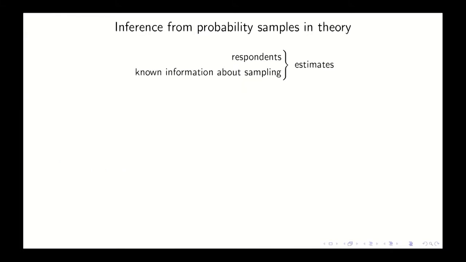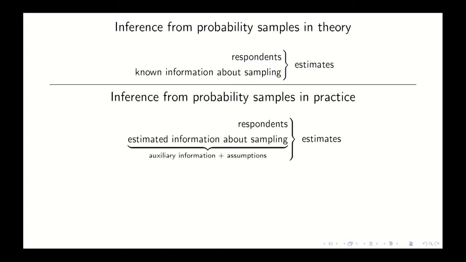Okay, so that's how it works in a book. You have the respondents and you have the information about how the sample was selected, and that gives you the estimates. In practice, you have information from the respondents and you have estimated information about the sampling. We don't actually know people's probability of inclusion. We have to estimate that based on auxiliary information, stuff like how many people live in each state, which is not in the sample. That's something we know from some other data source, plus some assumptions. And then this is how probability sampling works in practice.